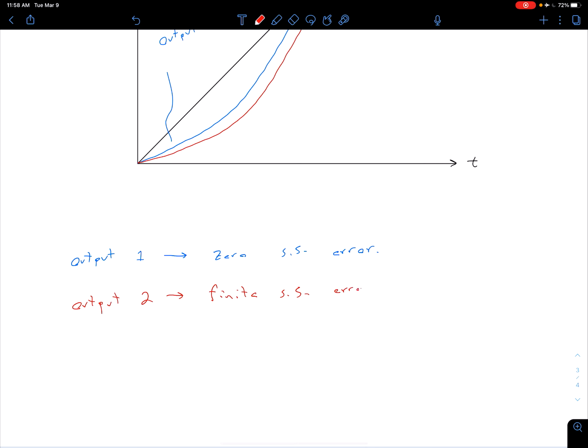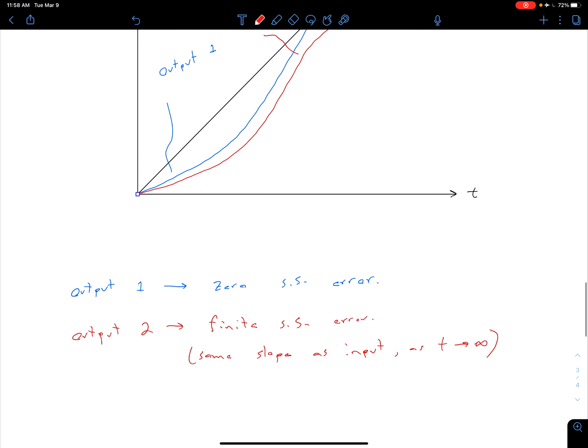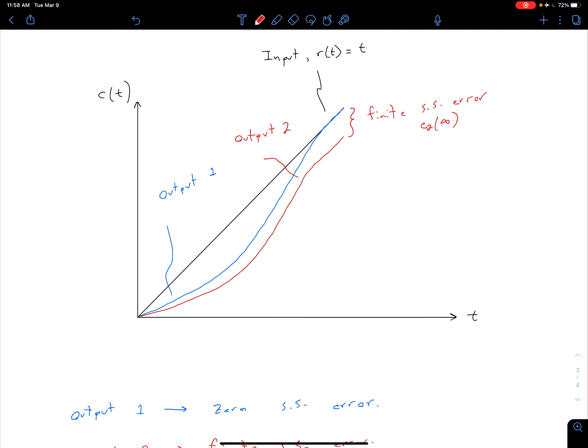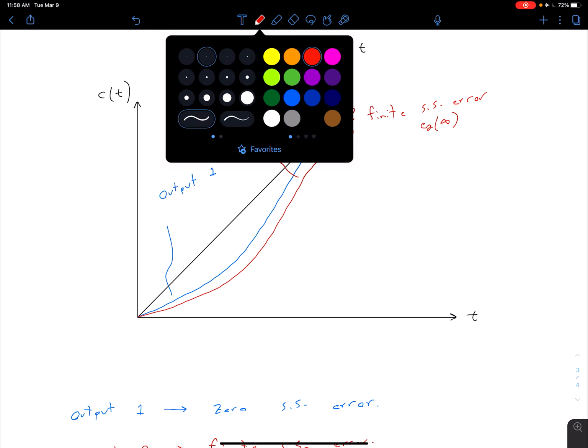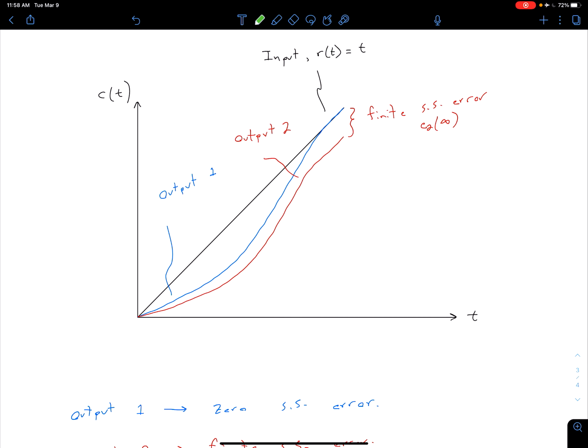And the reason we can say that it has finite steady state error is because as time is going towards infinity, this output 2 has the same slope as our input. So as t goes to infinity, of course, we have that constant difference between the two. All right, so now let's say we have a third curve or a third system.